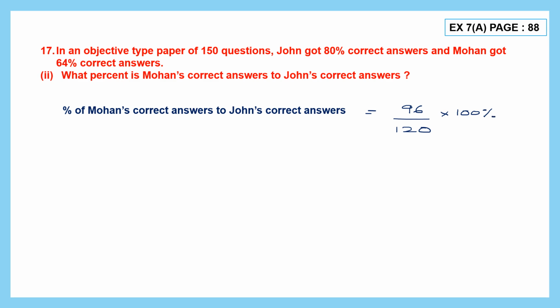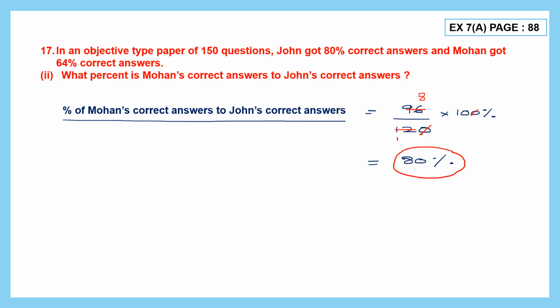So here we can cancel. I can cancel this and this. Now I can cancel 12 and 96. 12 ones are 12. 12 eights are 96. Now I multiply 8 into 10 and that is 80, and that is 80%. So the answer here is the percentage of Mohan's correct answers to John's correct answers is 80%. So this is our answer.